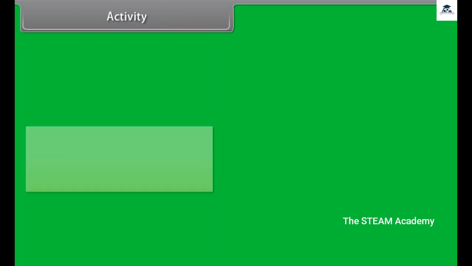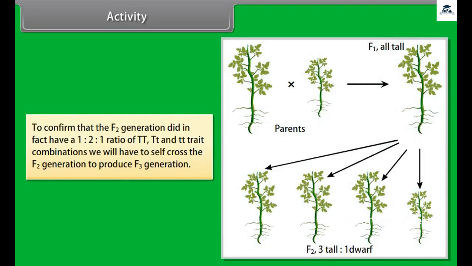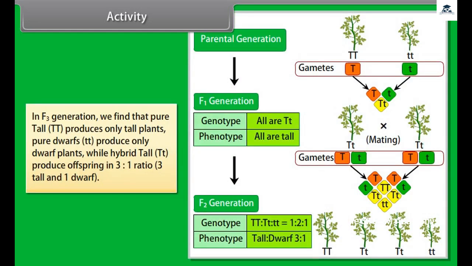Activity. To confirm that the F2 generation did in fact have a 1:2:1 ratio of TT, Tt, and tt trait combinations, we will have to self-cross the F2 generation to produce the F3 generation. In the F3 generation, we find that pure tall, TT, produces only tall plants, pure dwarfs, tt, produce only dwarf plants, while hybrid tall, Tt, produce offspring in a 3:1 ratio, 3 tall and 1 dwarf.